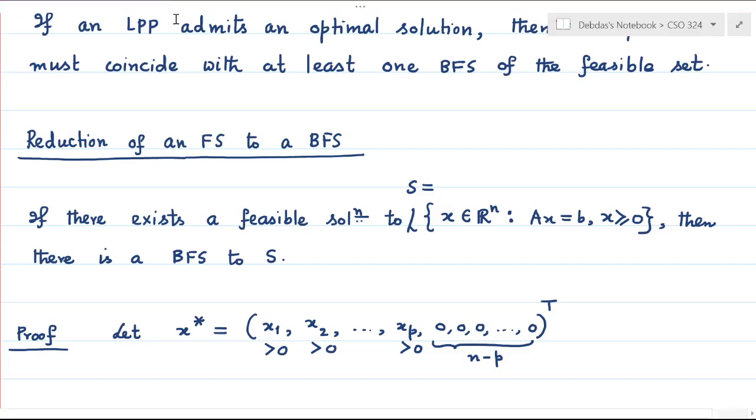Instead of writing x star, let me write x bar, so that the writing will be a little bit cleaner. x1 bar, x2 bar, xp bar. Fine. So let x bar be a feasible point of S.